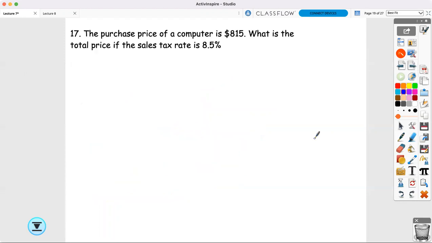Number 17. Give you a few seconds to write it down and read it. It says the purchase price of a computer is $815. What is the total price if the sales tax is 8.5%?